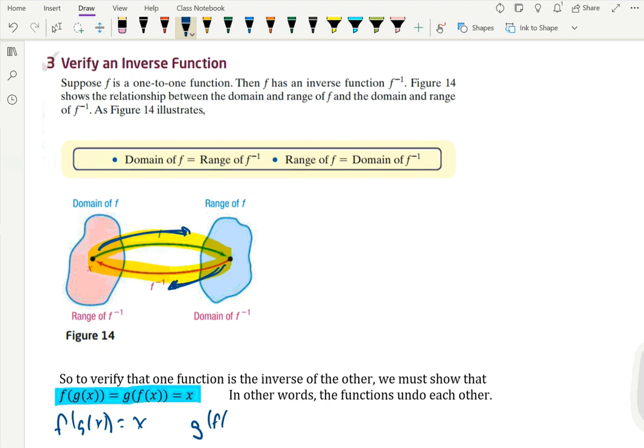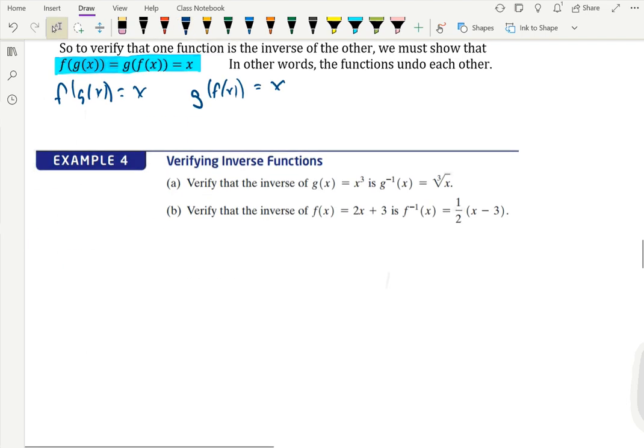I need to get back to where I started from. Likewise, if I start with g of f of x, I have an inside function, and I apply whatever this output is as an input to g, that also has to give me back my original input. So the idea of the inverse is that whatever our function is, the inverse will take us back to our original input. So if I input x, I need to get back out x at the end, and vice versa.